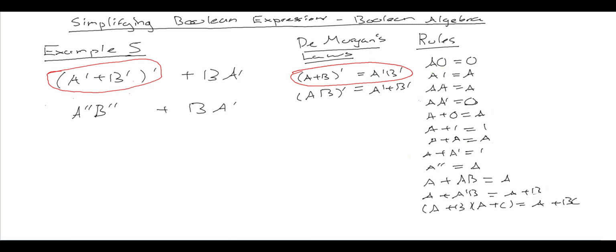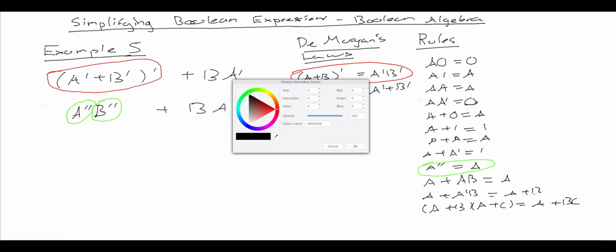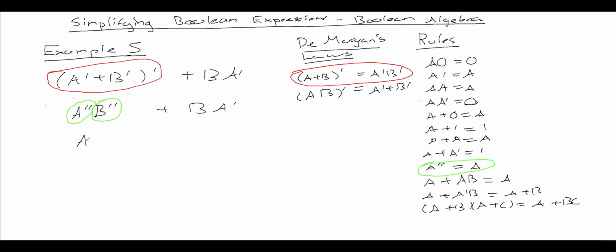And what we've then got is two occurrences of this law over here. If something is knotted and then knotted again, then you just get the thing with no knots, completely unknotted. So these two simplify to A and B if we apply this law.